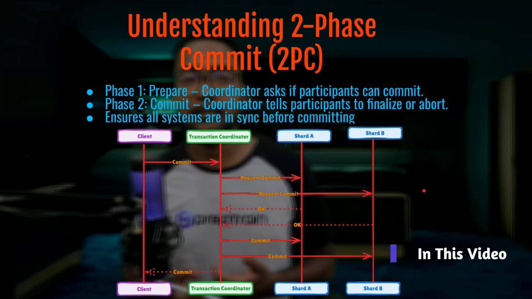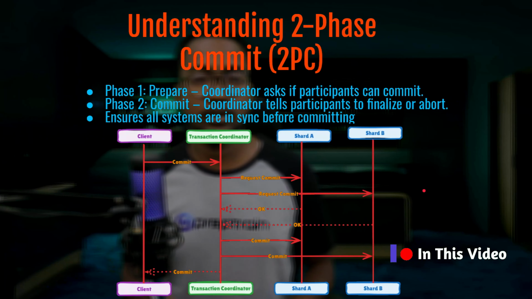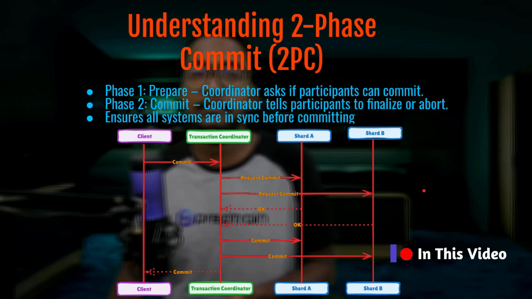Let's talk about the two-phase commit protocol. This is one of the most common ways to manage distributed transactions. Think of it like a project manager overseeing a group task, making sure that everybody is ready before moving forward.